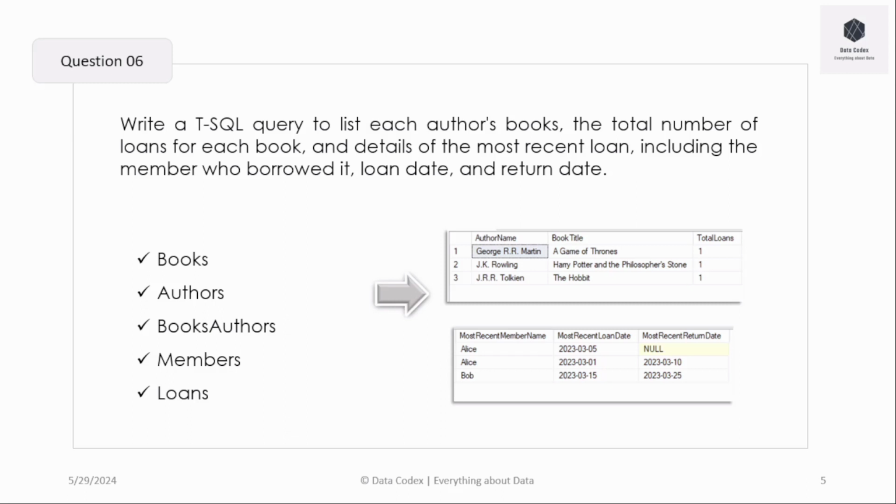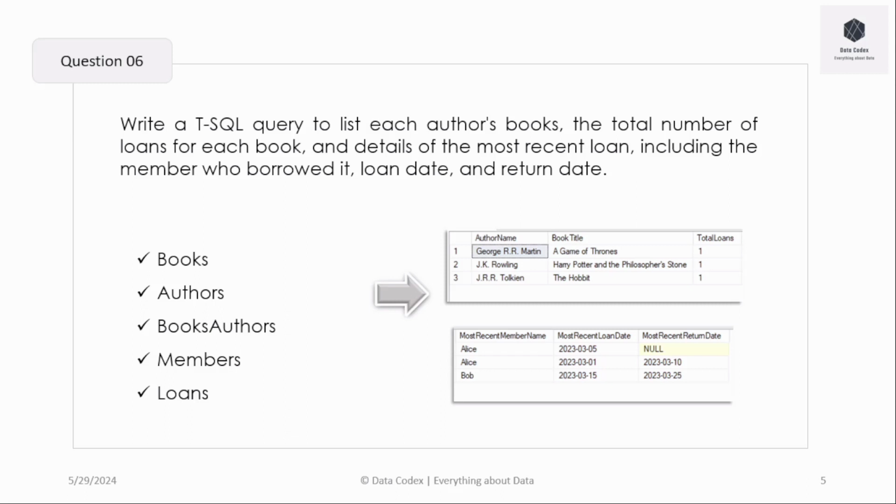You can write a SQL query to find the total number of loans for each book, that is the total number of borrows made for each book and the details of the most recent borrow. So we need to find the total count of the borrowers of a particular book, and the most recent loan has to be displayed, and we need to include those member details. The recent borrowed member details need to be included in the result set, who borrowed it, along with the loan date, which is the borrowed date, and the return date. If they returned the book, then we need to display the return date of the book.